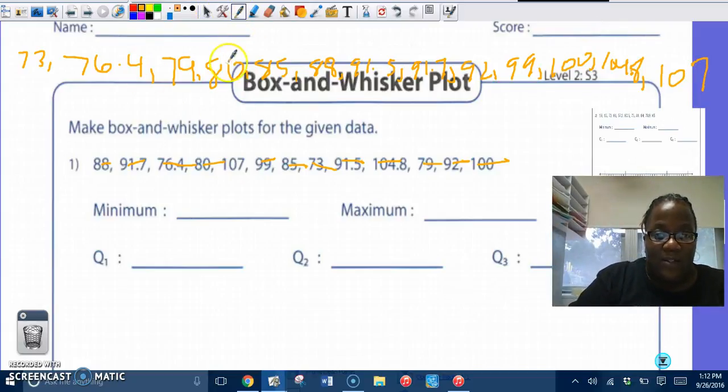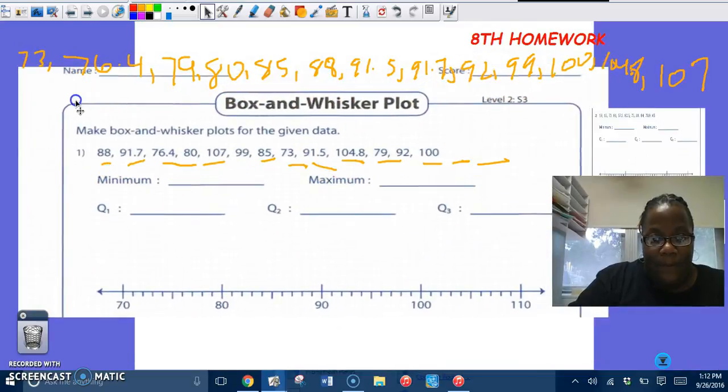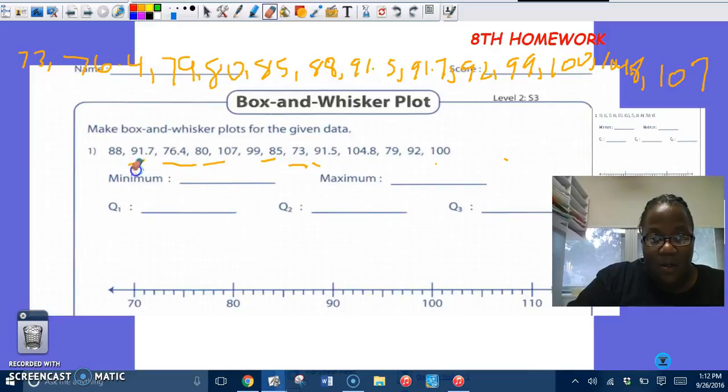And now I can go ahead and start filling in the chart. There we go. Let's make it this big. So using the numbers I placed in order, you see my smallest number is 73, minimum 73, maximum 107. Quartile 2, find a median for quartile 2.